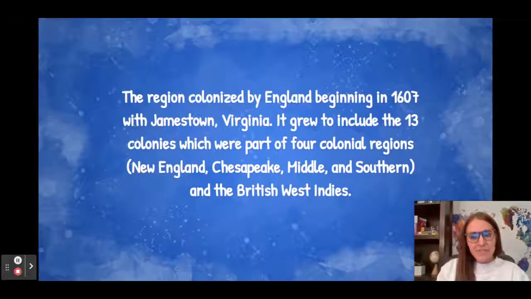Here's your definition. The region colonized by England beginning in 1607 with Jamestown, Virginia. It grew to include the 13 colonies, which are part of the 4 colonial regions, New England, Chesapeake, Middle and Southern, and the British West Indies.